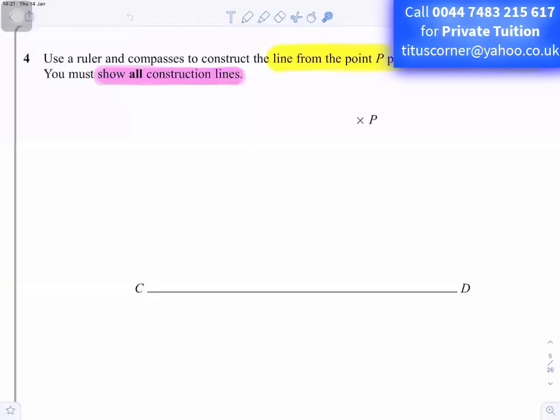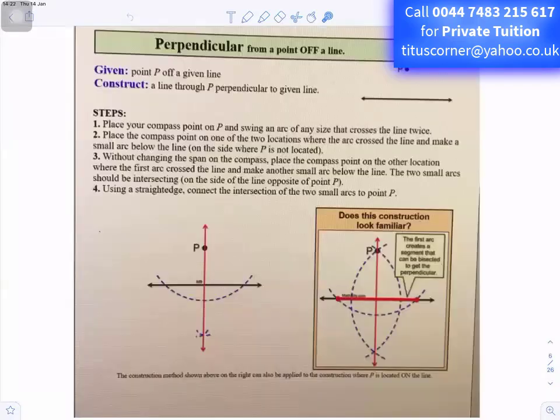Question number 4. Use a ruler and a compass to construct the line from the point P perpendicular to the line CD. You must show all your construction lines. So this is the process to draw a perpendicular from a point to a line. So you have a point there and you have your line CD.